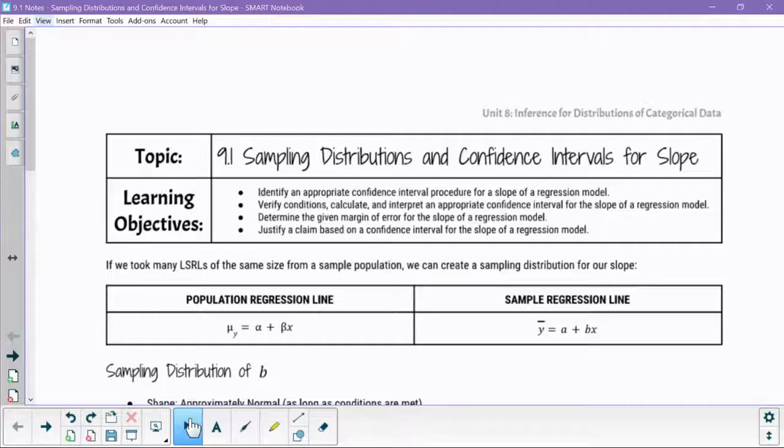Welcome to 9.1 Sampling Distributions and Confidence Intervals for Slope. So we are going to briefly introduce the sampling distribution for linear regression models, and then we're going to talk about how you can create confidence intervals to talk about the true slope of the population.